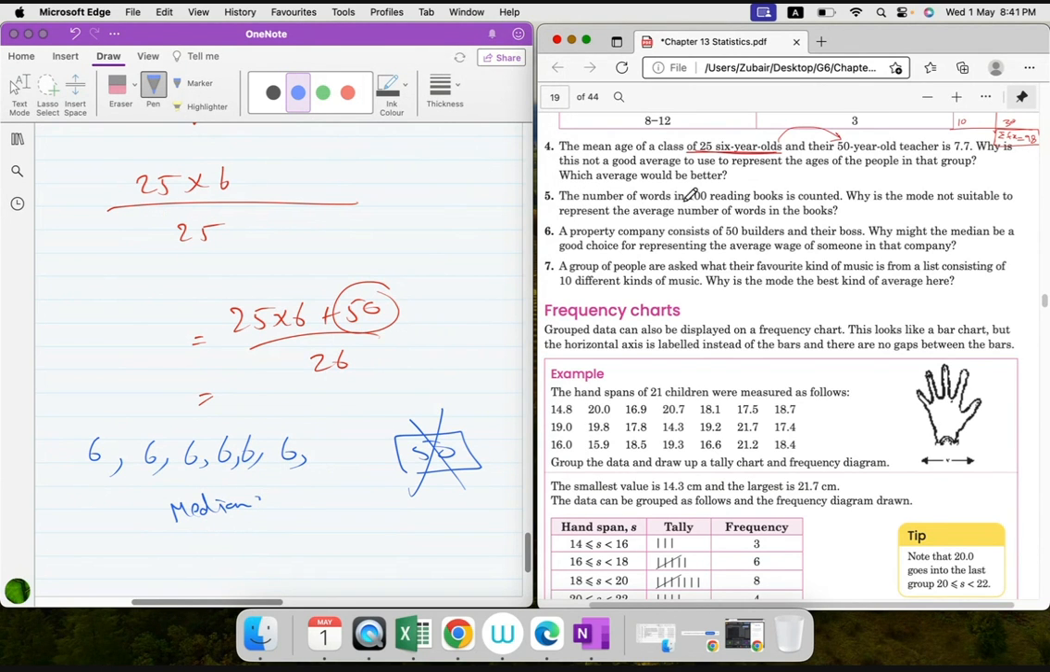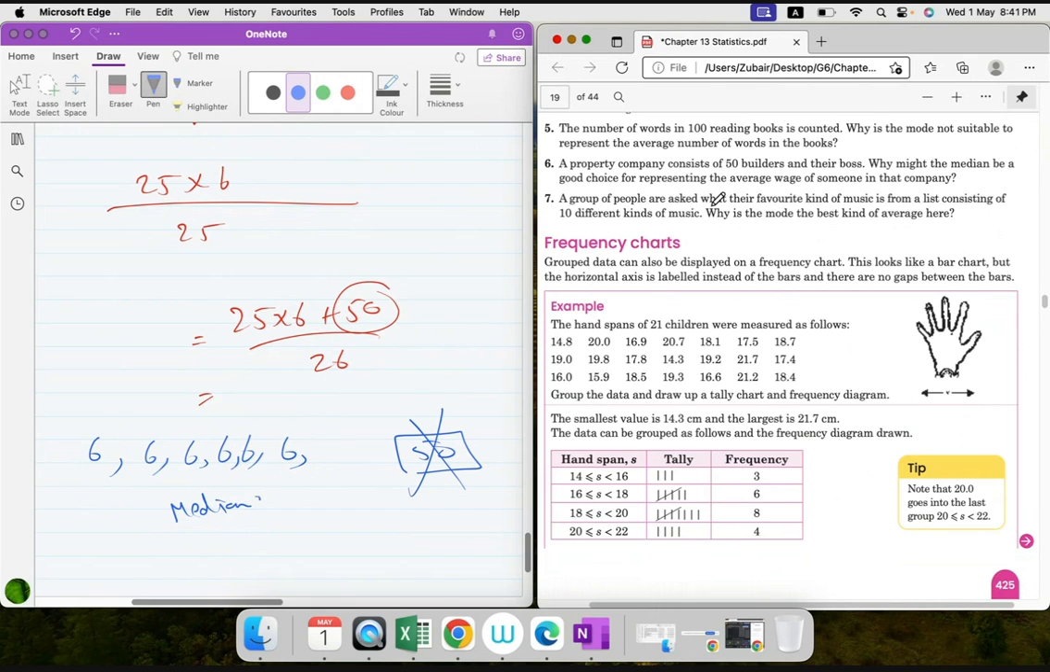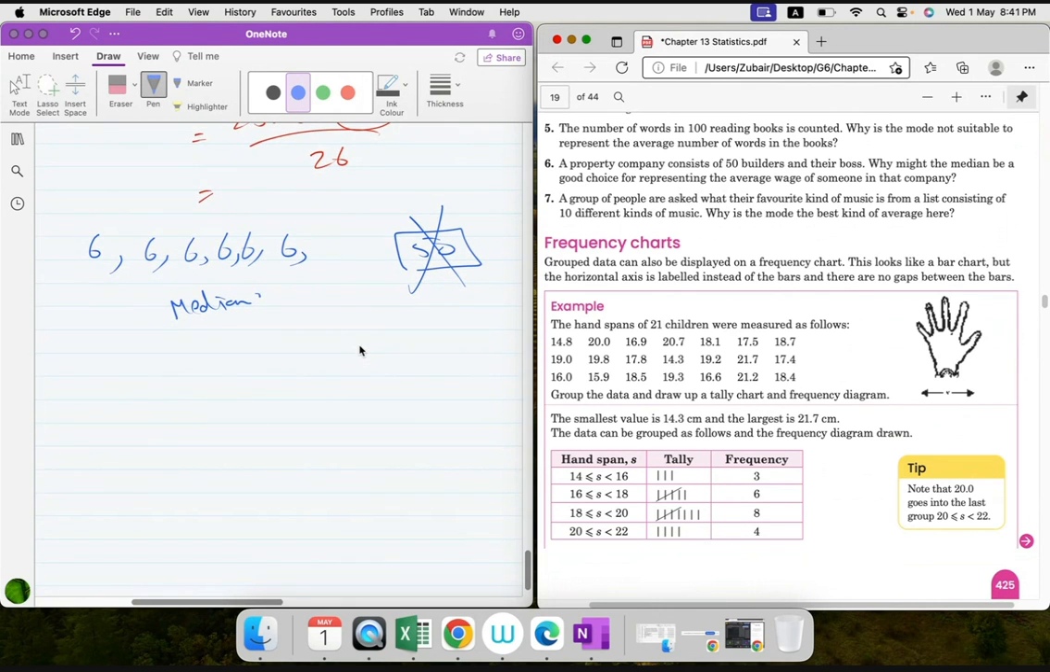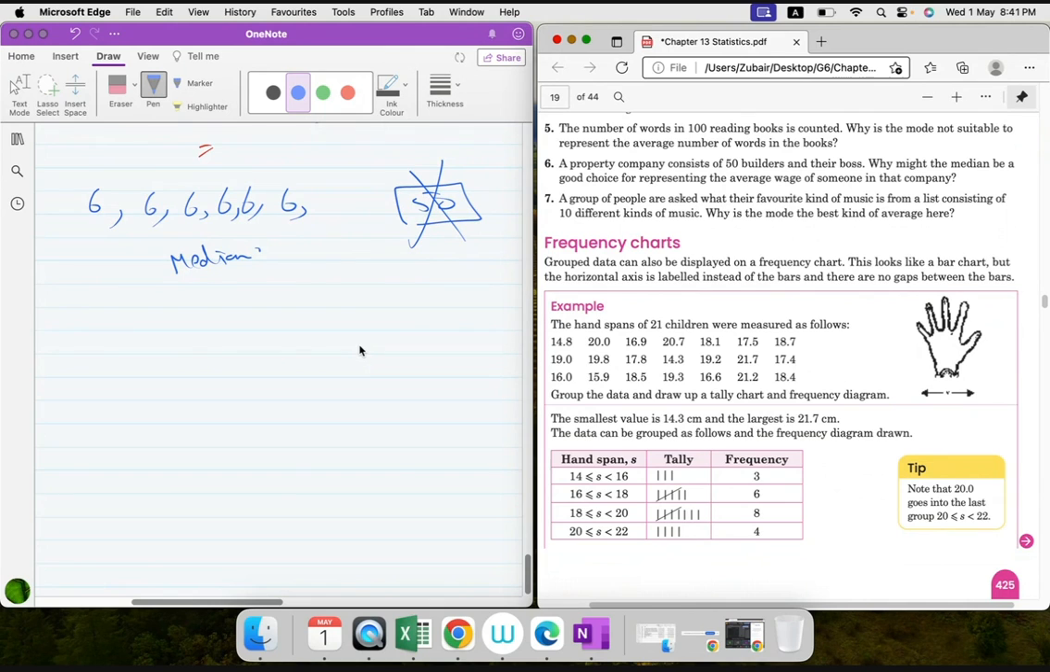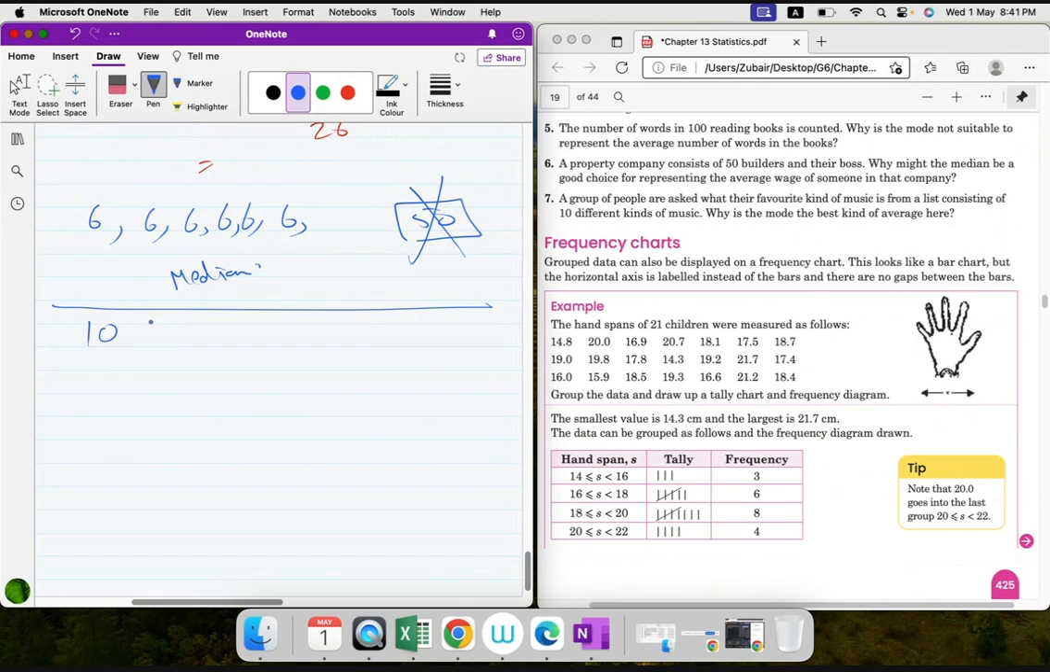Question number 5 says the number of words in 100 reading books is counted. Why is the mode not suitable to represent the average number of words in the books? 100 books, yes, and then they recorded the number of words. Why is it not suitable?